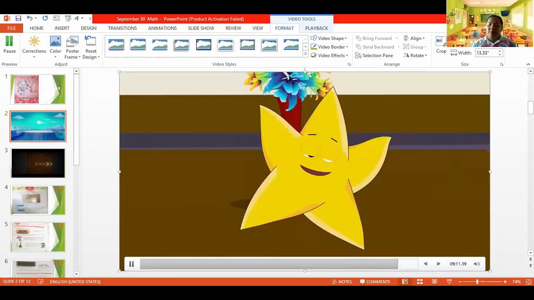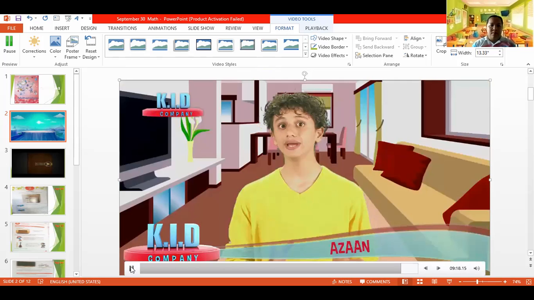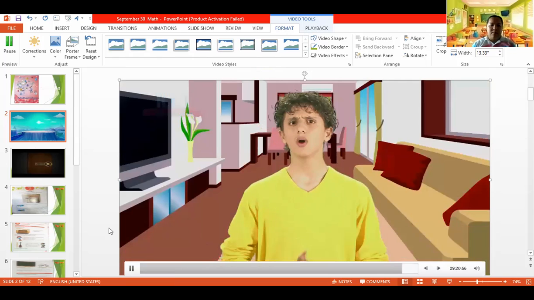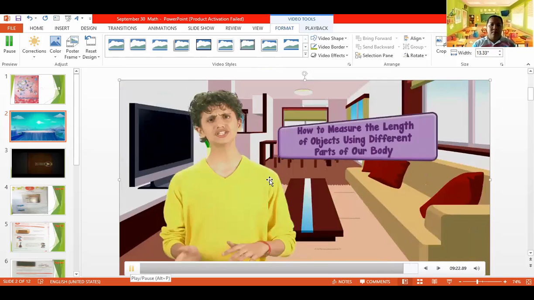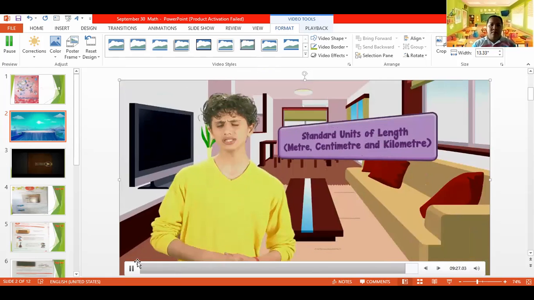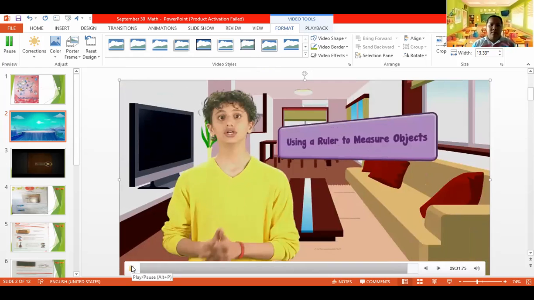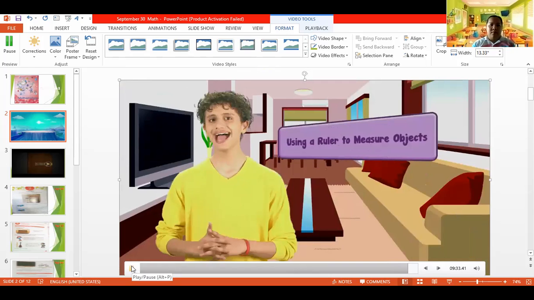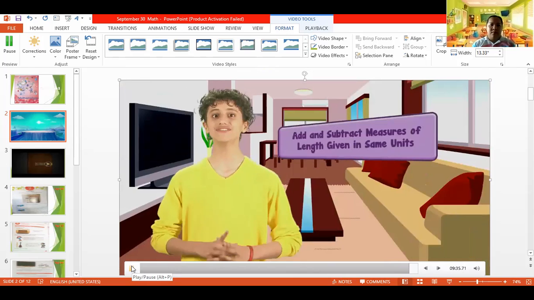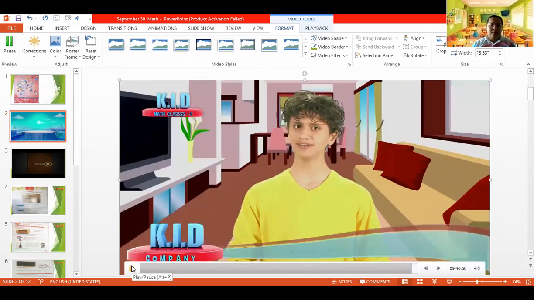Wow, you guys seem to have understood all. Good job. You now know everything about length and ways to measure it. So today we have learned what is meant by length, how to measure the length of objects using different parts of our body, standard units of length, meter, centimeter, and kilometer, using the ruler to measure objects, and adding and subtracting measures of length given in the same unit. So remember, different ways of measurement are very important in our everyday life.